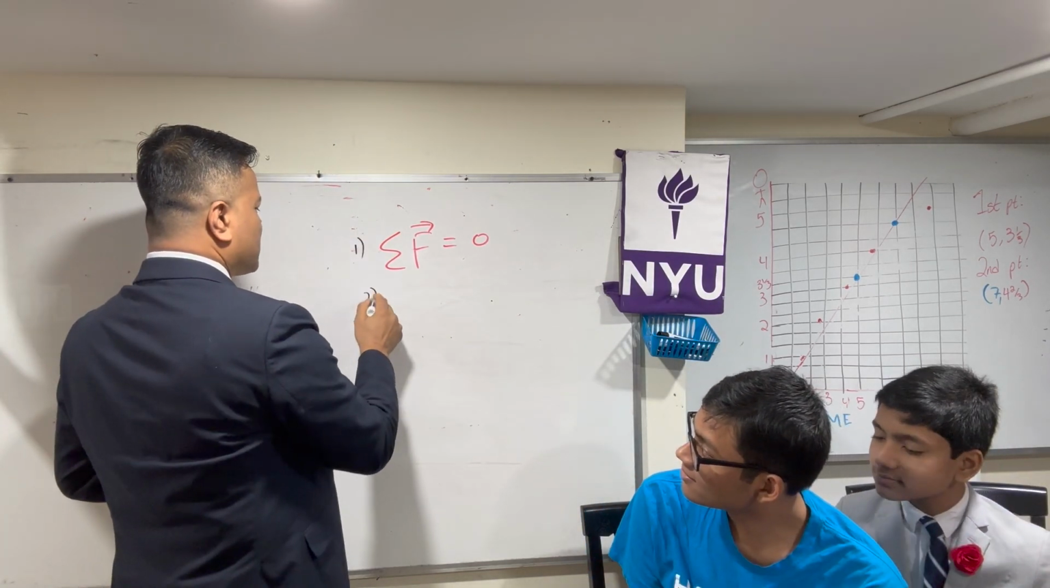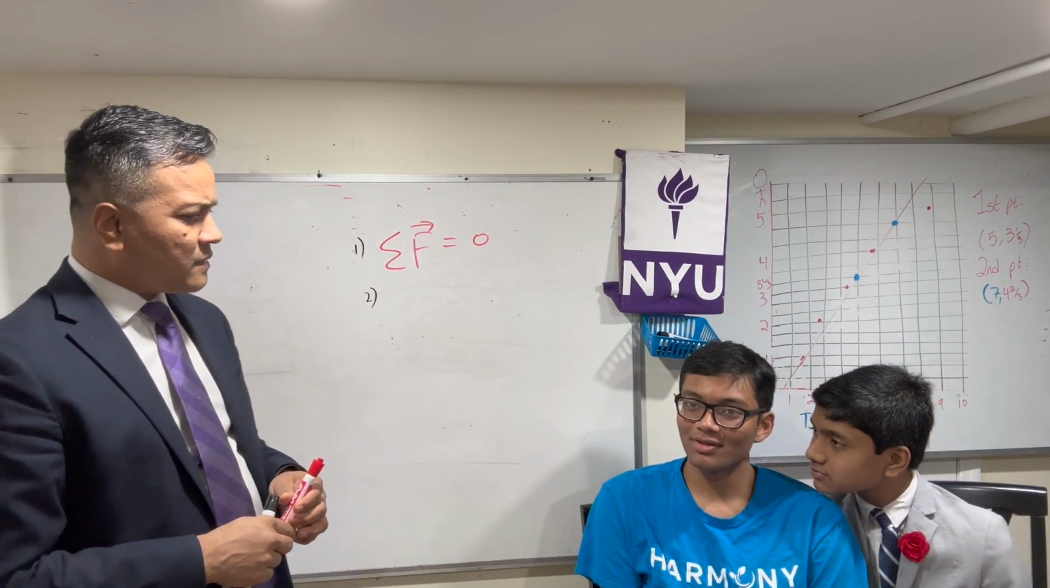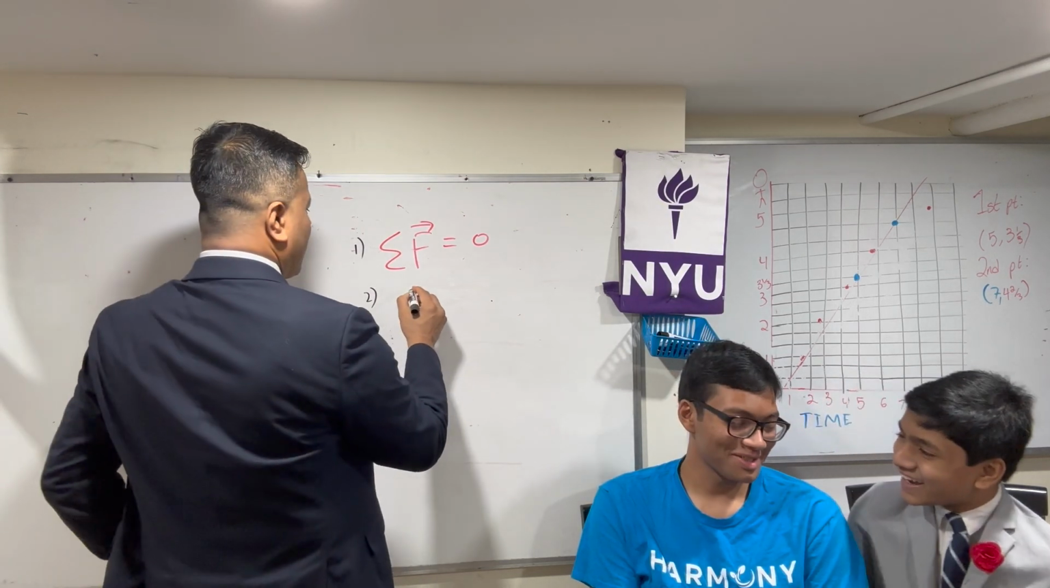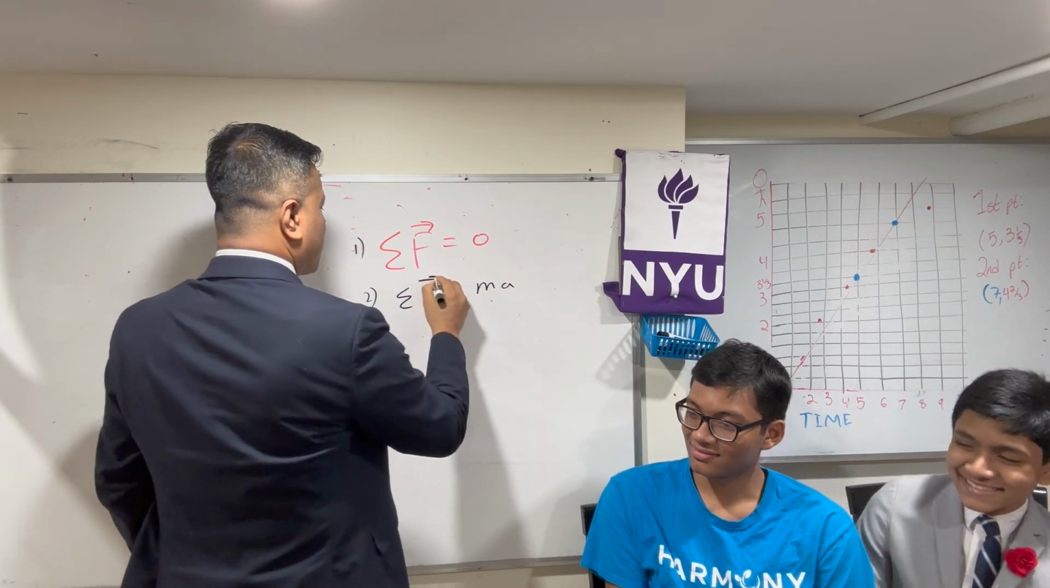And Newton's law number 2. Raf, can you tell us in the equation form? Yeah, sigma F is equal to ma. I thought you were going to say delta F. F is equal to ma. Isaac, can you explain this one?